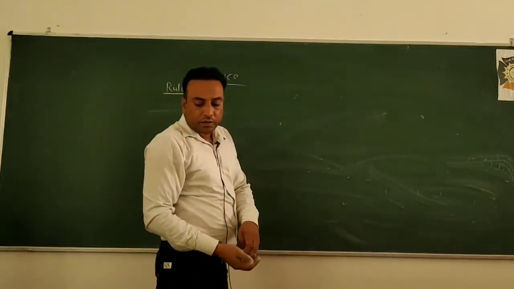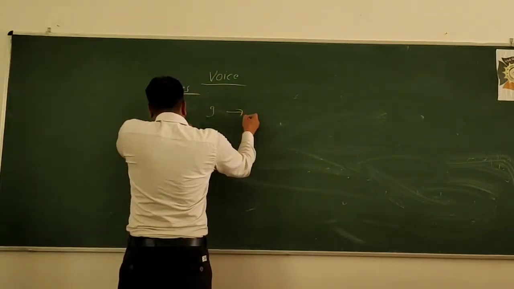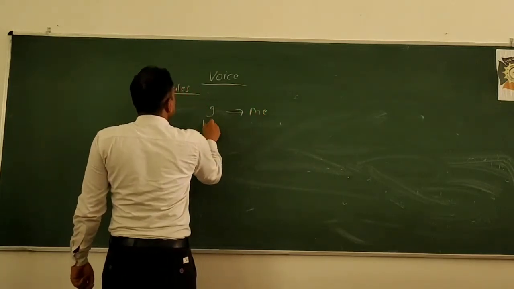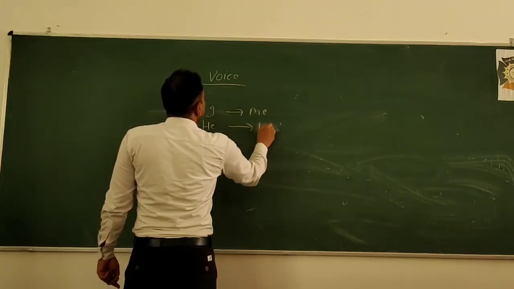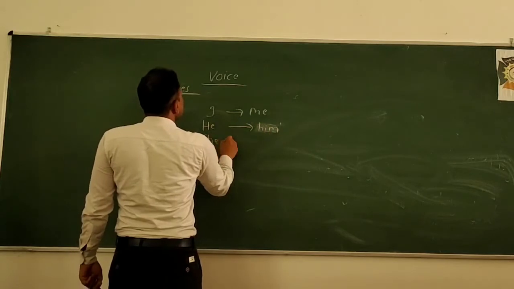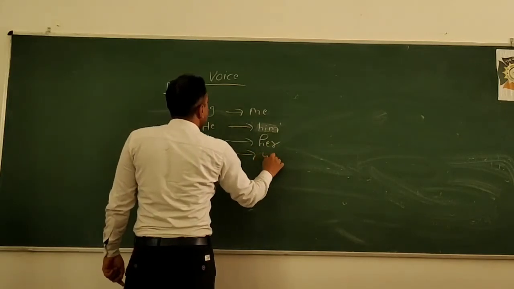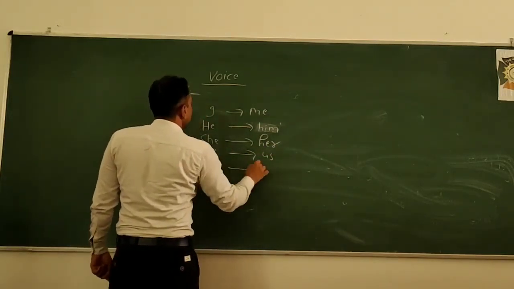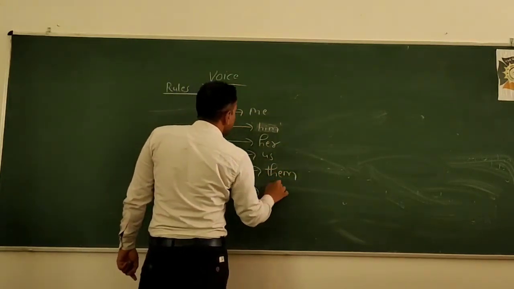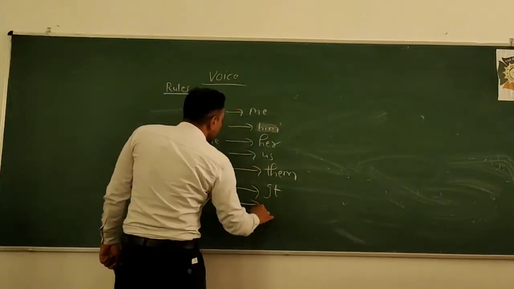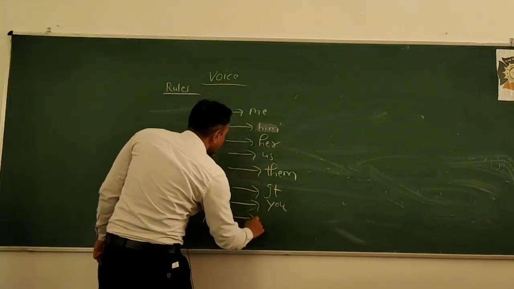After that, when we use these rules in sentences: I is changed into me, he is changed into him, she is changed into her, we is changed into us, they is changed into them, and it remains it, you remains you, and your remains your.